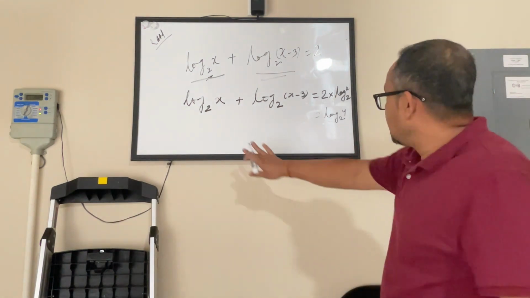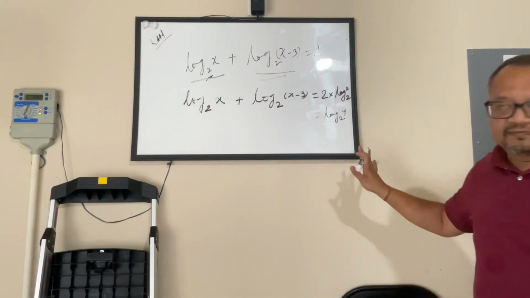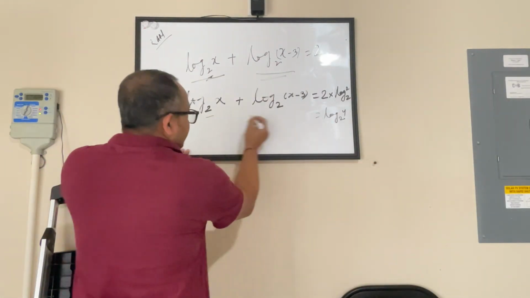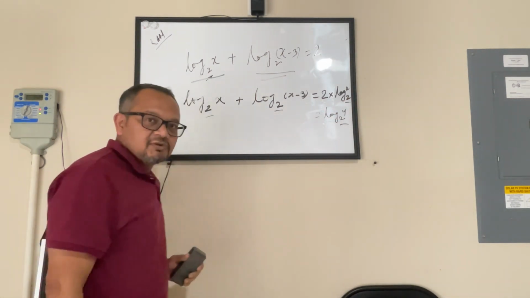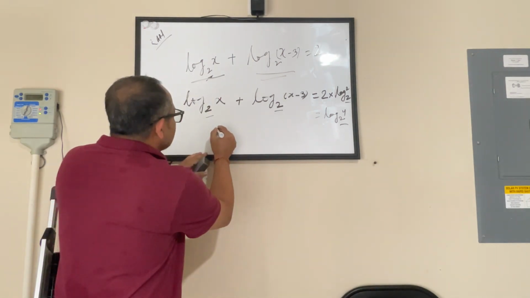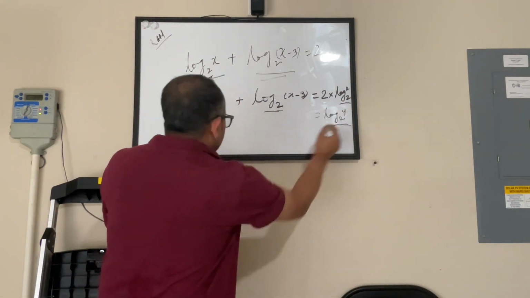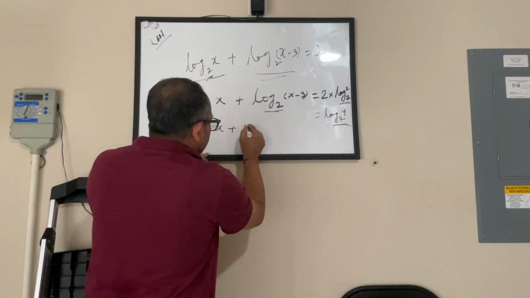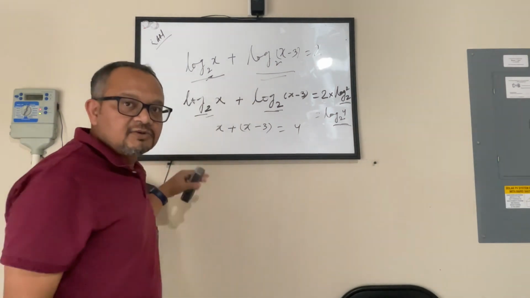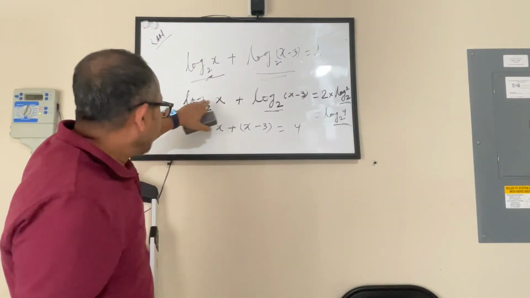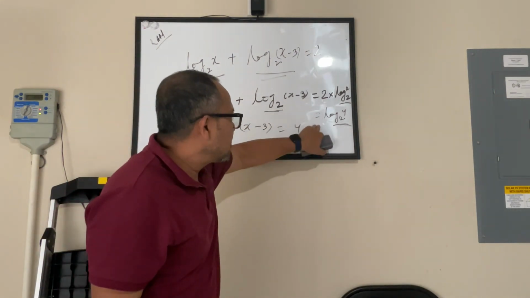Now this looks like I'm not dealing with something which is different. So everything is base 2. I don't like log. I want to get rid of log, because that's how my calculation becomes easy. Everything has log base 2. So I'm getting rid of logs now. Can I do that? Log x base 2 plus log x minus 3 base 2 equal to log 4 base 2.